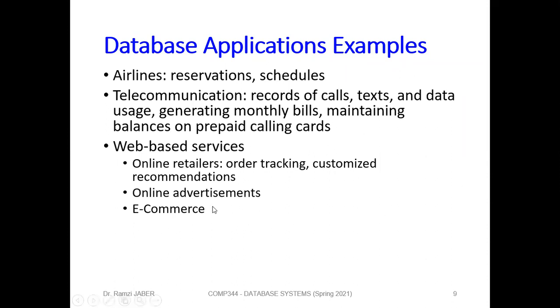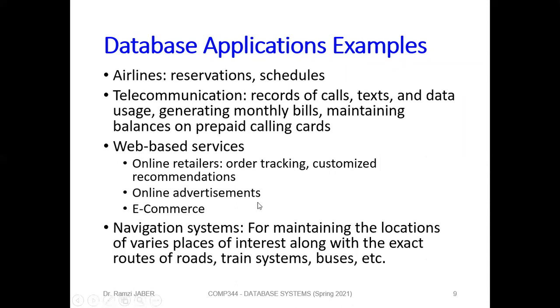So e-commerce is a big example, especially in COVID-19, in lockdown. Now everyone sits in their home, so e-commerce is very important now. Also, the navigation systems for maintaining the location of various places of interest.